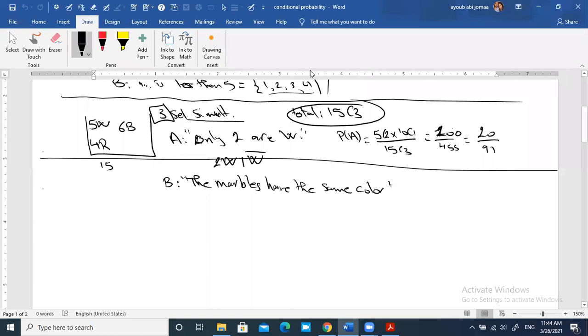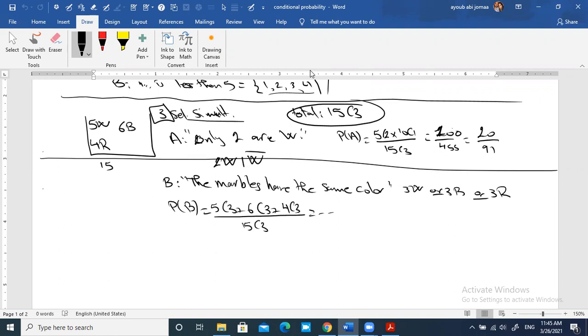The marbles have the same color, so the probability of B is the probability that they have the same color. It means that 3 white, or 3 black, or 3 red. Like 3 from 5, so 5C3. 3 from 6, so 6C3. Or plus 3 red, 4C3. Over the total, as we said, selecting 3 from 15, so 15C3, and then we give the answer.